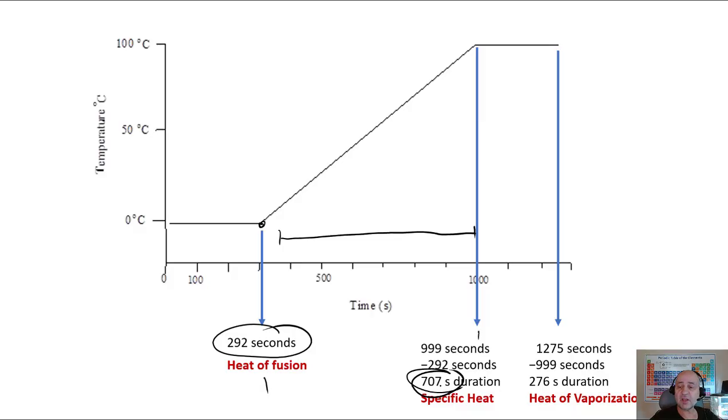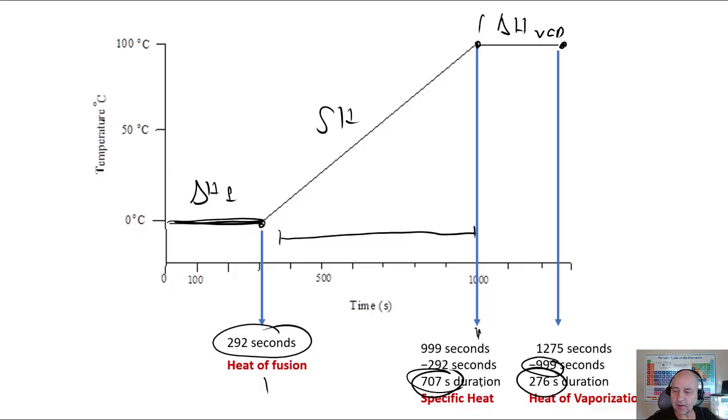And then you're going to continue heating that for a little while. You're going to boil off some, right? So here we now see the temperature stay constant again like we did for melting. This is melting here, delta H of fusion. This is the specific heat. And then this last segment is the delta H of vaporization. Again, we're going to subtract out the time, the 999 seconds all the way to the freezing. We subtract out the boiling, and then this is the time it took to boil.